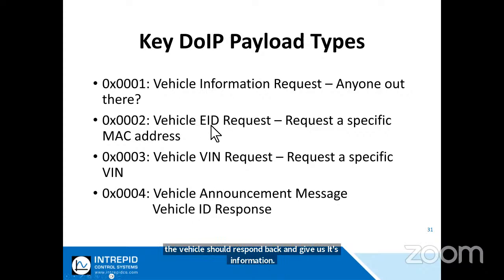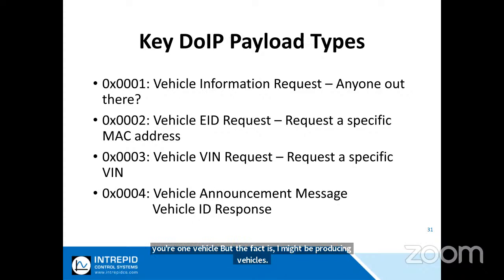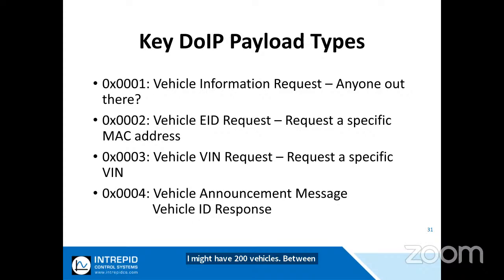2 is for EID. That's really a MAC address. Okay, and then VIN number. You can actually specify a VIN number, send it out, and then that vehicle's VIN could respond back. Seems kind of wasteful if it's just a test tool and you're one vehicle, but the fact is, I might be producing vehicles. I might have 200 vehicles between the ones that are parked out in the parking lot and the ones that are under manufacture right now, that I have to communicate to all of them with a single server, a single set of servers.